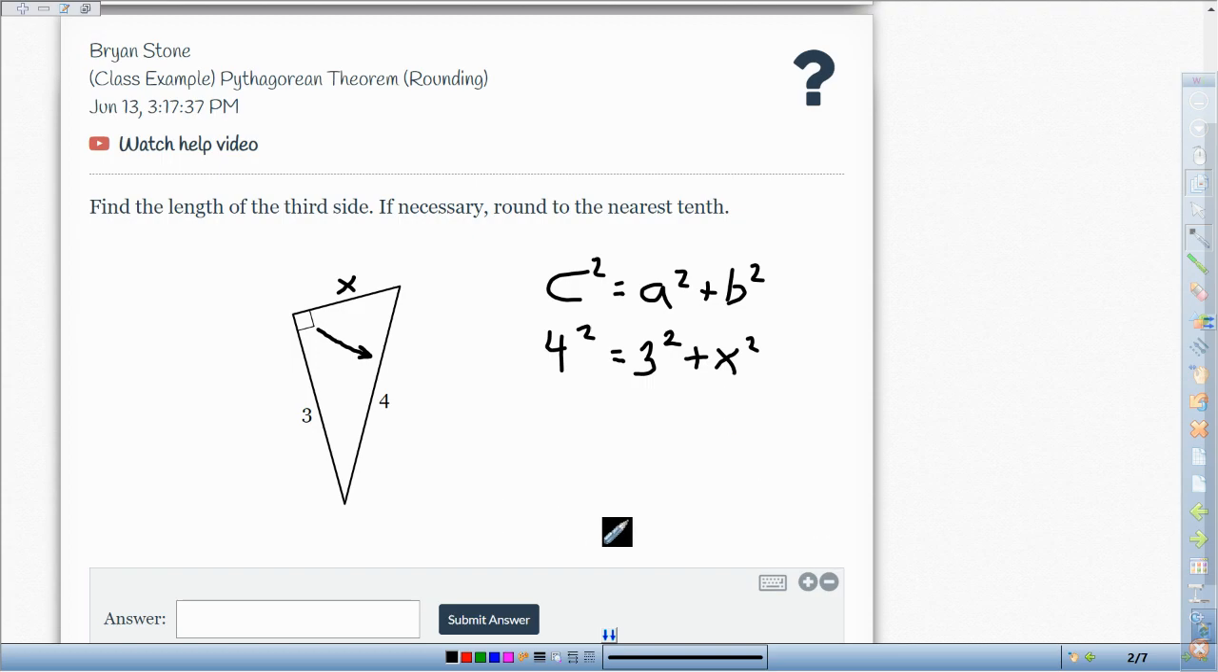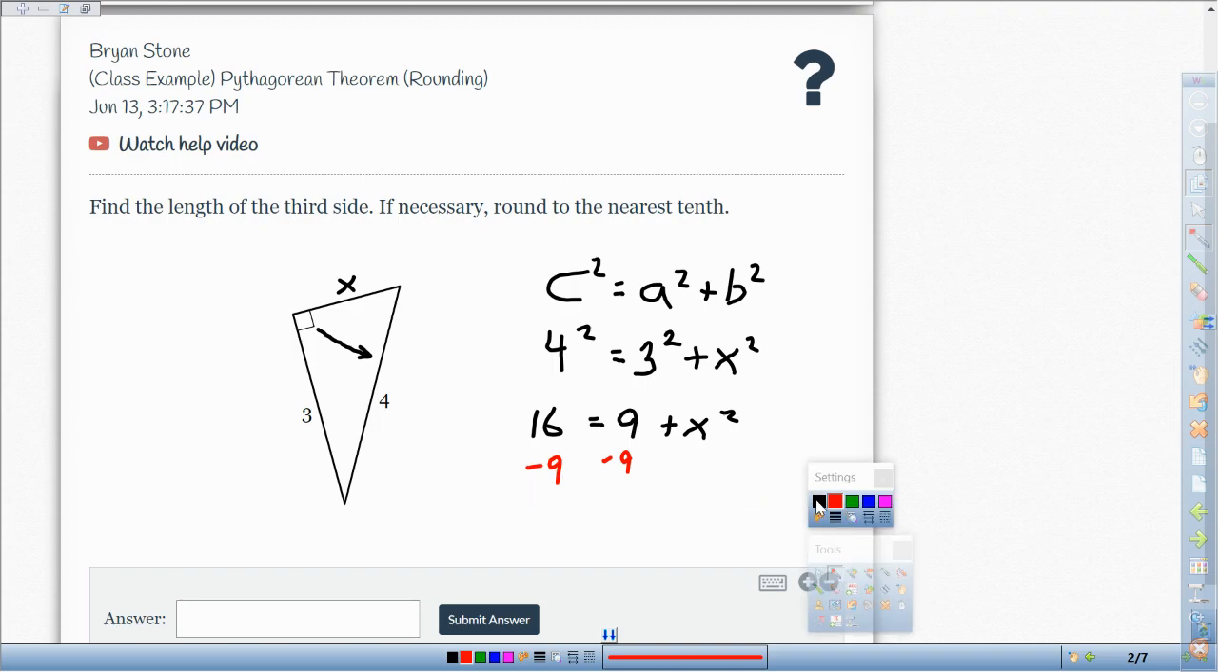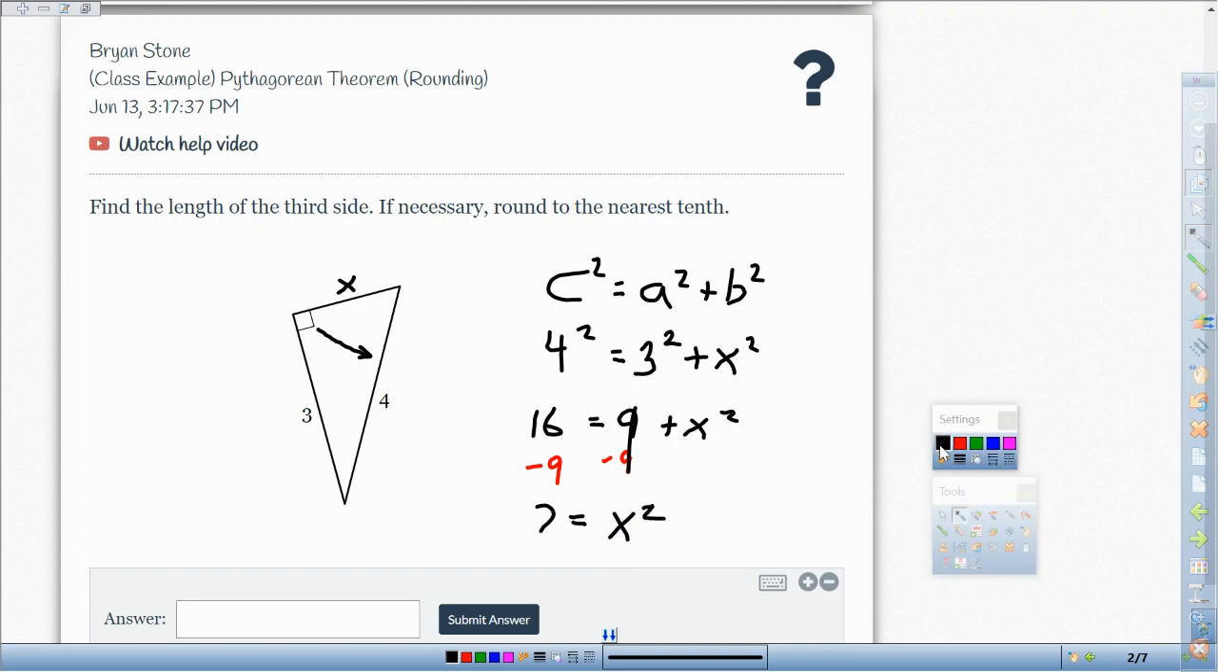All right, so from here, let's see how quick we can do this. 4 squared is going to give me a 16. 3 squared is 9 plus X squared. Now I can start solving for X. First thing is getting rid of 9 by subtracting. Looks like we're getting a 7 on the left, and we have X squared on the right. Last step, remember the opposite of squaring. To undo it, we have to do square rooting, and to both sides. So typing in the square root of 7.